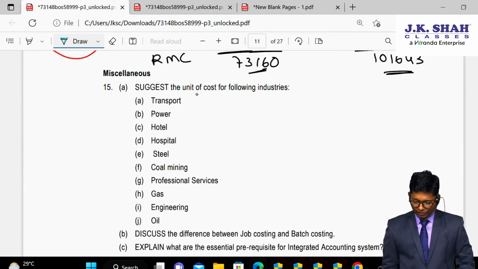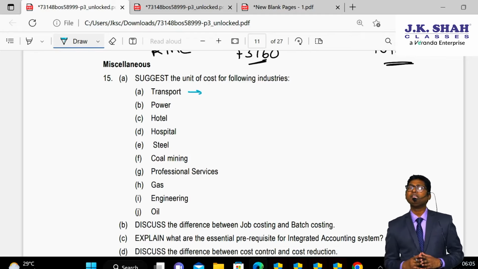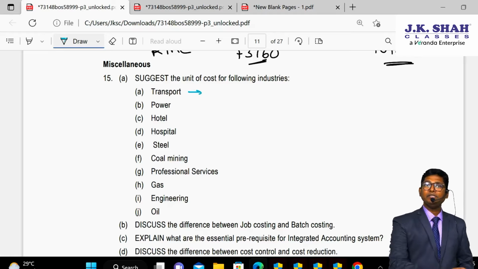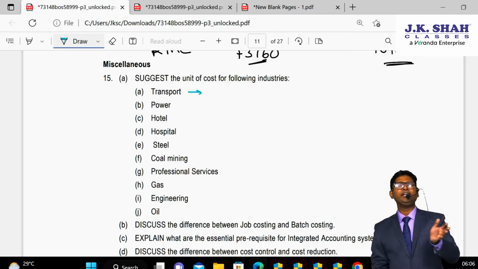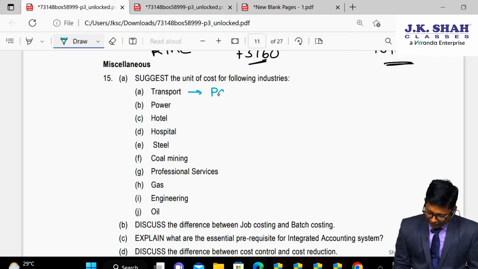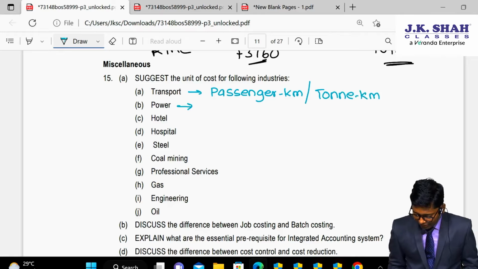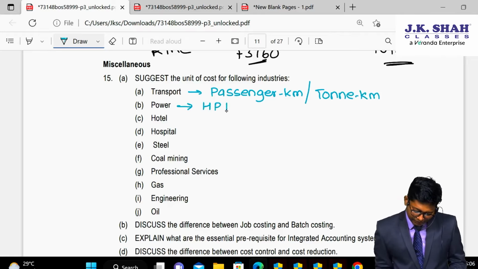Suggest the unit of cost for the following industry. Whenever you are dealing with transport, this is a question from the chapter named service costing, and in that chapter various industries we have discussed. According to that, in the transport industry, if you are dealing with public transport, that is passenger transport, then the unit which we use is passenger kilometer, and if you are dealing with goods transport, then you should use ton kilometer. In power generating cases, you should use HP hours or kilowatt hours.